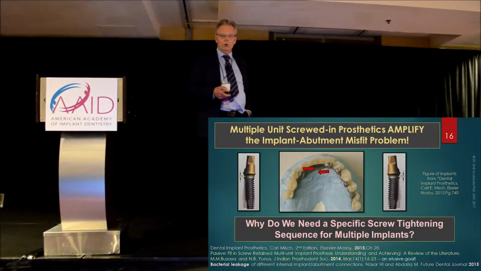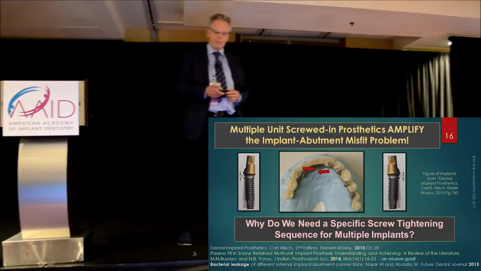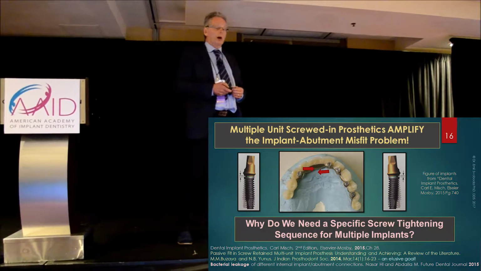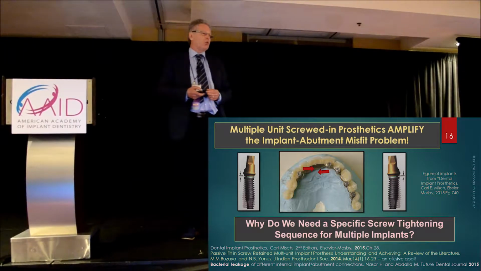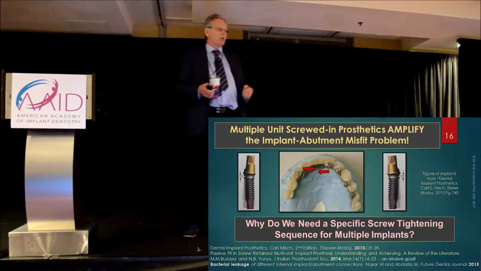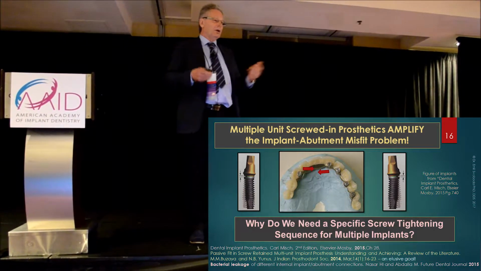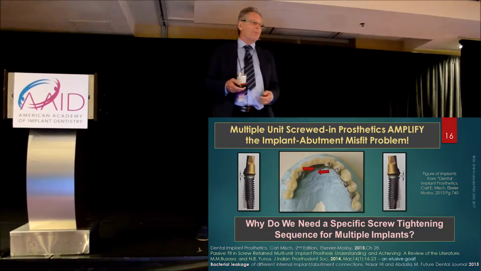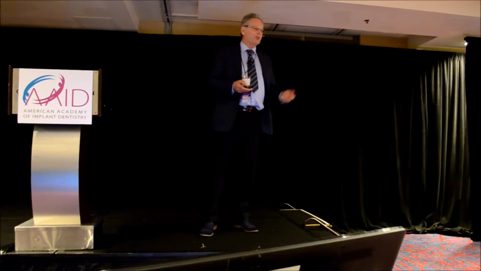When we do multiple units, we make the problem worse. That's why we have specific screw tightening sequences and all that, because we want to bend it just right so it looks on our x-ray like it's not bad, if we can get a proper x-ray.